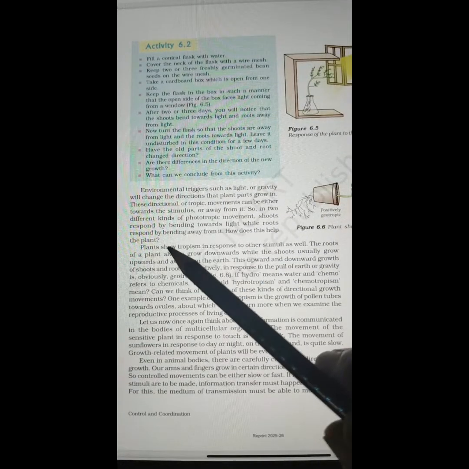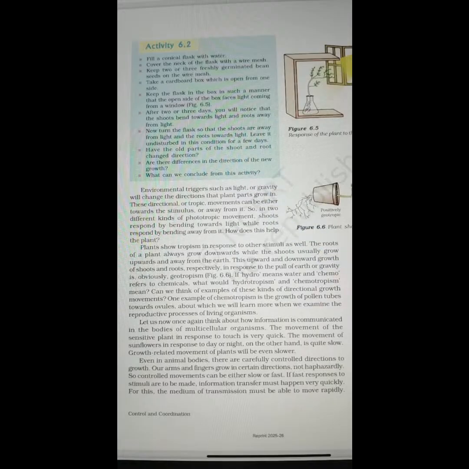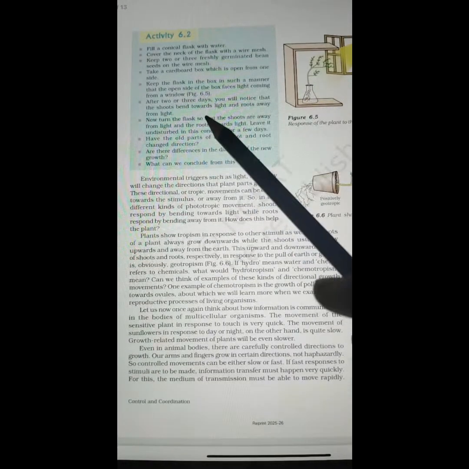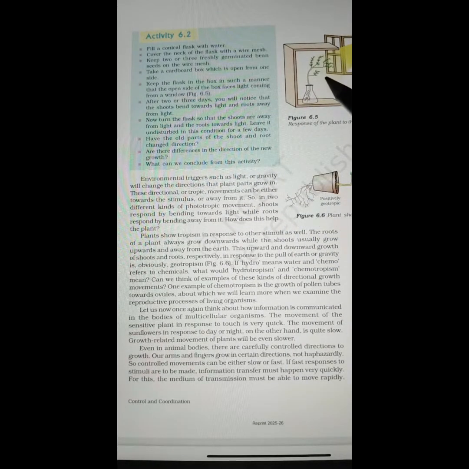How does this help the plant? In this activity, they just wanted to show that light is necessary for the growth of the plant. So whenever you are moving it, it is always the shoot that will grow towards light, because shoots are always positively phototropic. Why are they so?